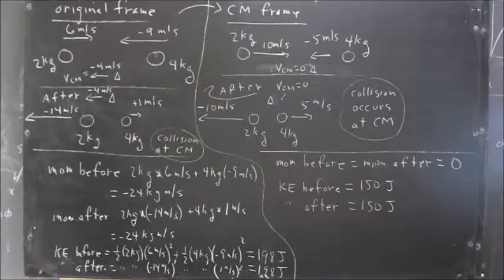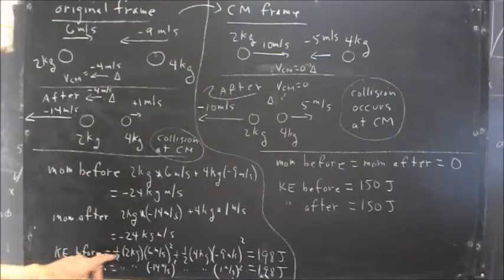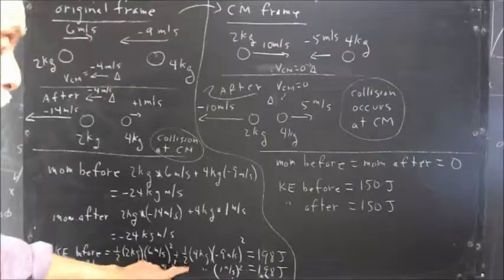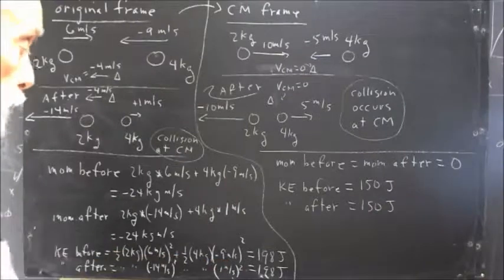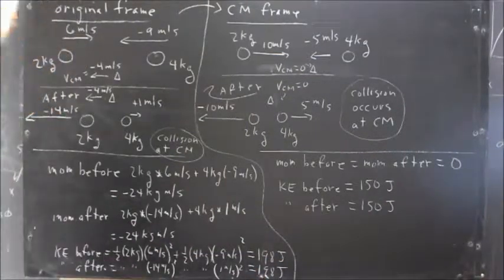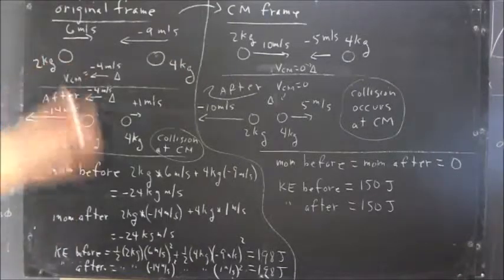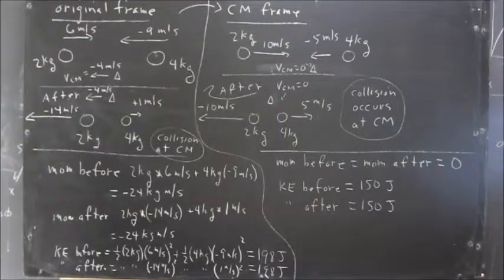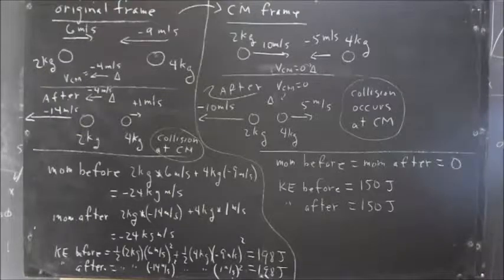And we can also do the same thing with kinetic energy. Just doing 1/2 mass times velocity squared, 1/2 mass times velocity squared, we get the same result here as we get here. So that kind of concludes the analysis and some important characteristics of completely elastic collisions.